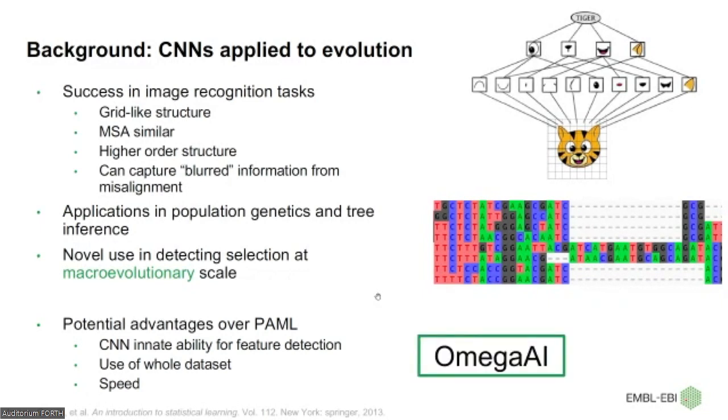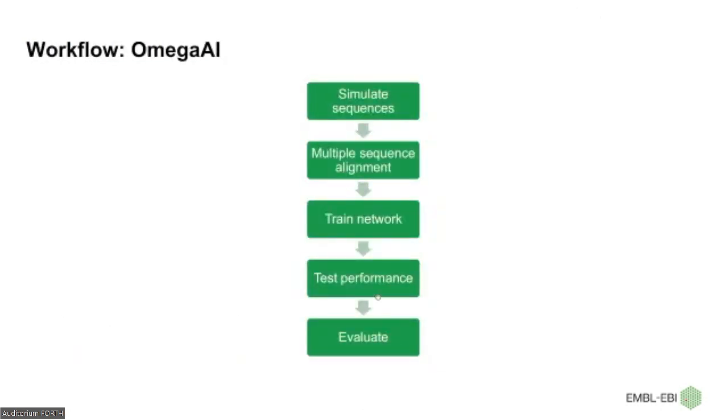So this led to the creation of Omega AI, which is referring to the final structure of a trained CNN that we have. Okay, so I'm just going to go through the workflow now. I think it's quite familiar to everyone, this kind of workflow now.